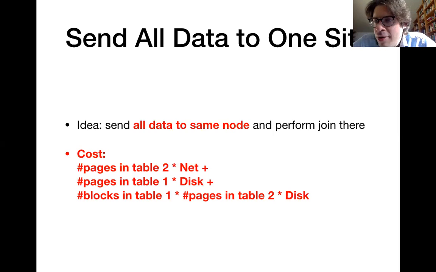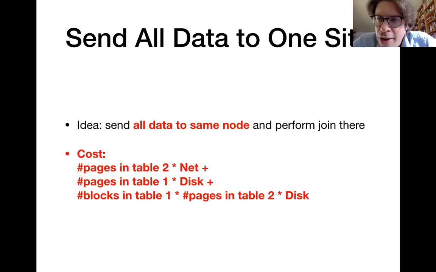And then we just add the cost of doing a standard join on that node, number 1, where we pay for the cost of reading table 1 from hard disk. And then we just pay for each block of the first table and each page in the second table. And we multiply that with the disk constant. So this is probably already much cheaper than the previous join, because here we are only sending the second table once over the network.